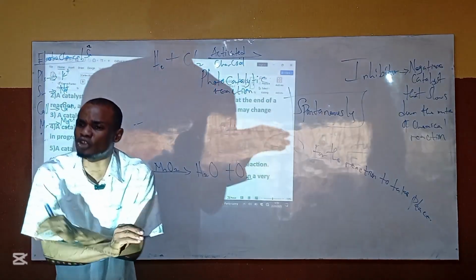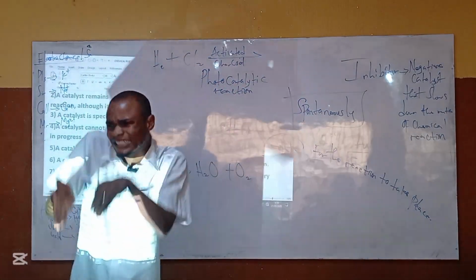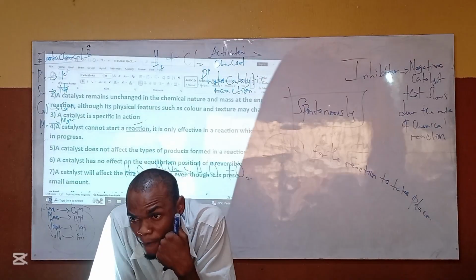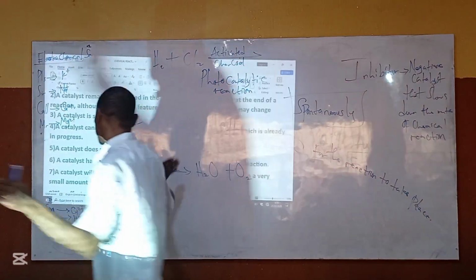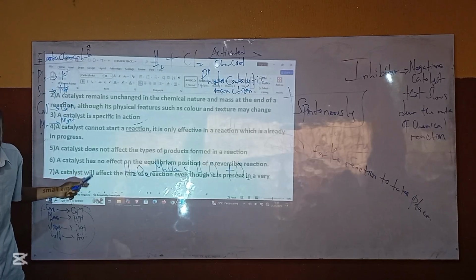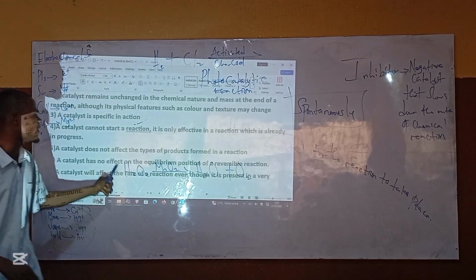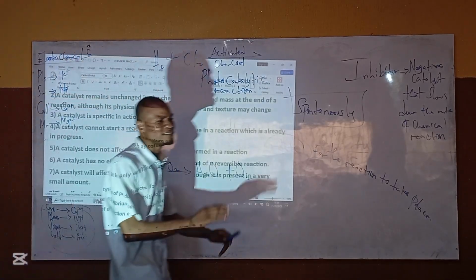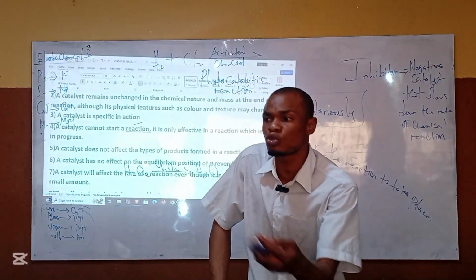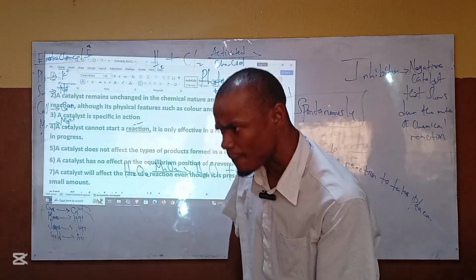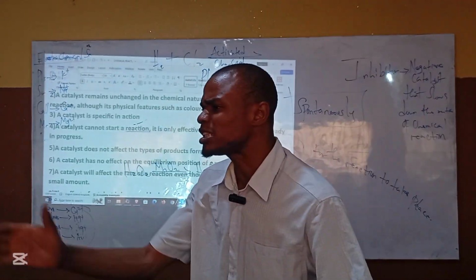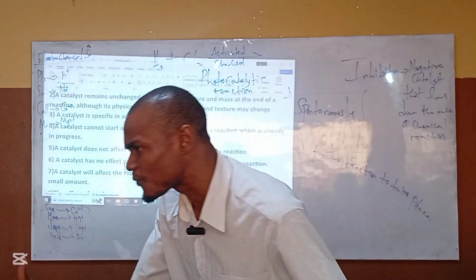It lowers the activation energy. It creates an alternative route for the reaction to take place. It has no effect on the equilibrium position of a reversible reaction. It only allows equilibrium to be achieved in time. It does not shift equilibrium to the right or to the left.